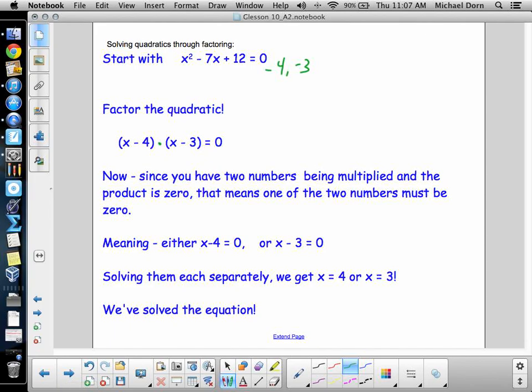If a times b equals 0, then either a equals 0 or b has to equal 0. It's the only way we get a 0 product. It's called the 0 product rule, actually, in algebra. Strangely enough, multiplying 0 to get a product of 0, it's called the 0 product rule. I don't know who came up with that crazy idea, but that's what it's called. So that means that either this equals 0 or the x minus 3 equals 0.